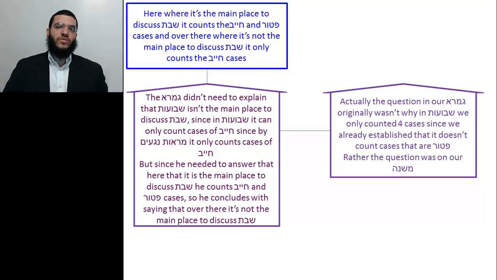So to summarize the Tosfos, it comes out that we never had a question on the Mishnah Masechta Shavuos only counting 4 cases. It was clear to us that it didn't count the extra 4, it didn't count 8, because those additional 4 are Pater, and the Mishnah Masechta Shavuos is only counting Chayiv. And therefore, there was no need for us to explain that Mishnah. And the only reason we did is because it went together. We were just contrasting. And since the contrast was consistent and flows well, we presented it.